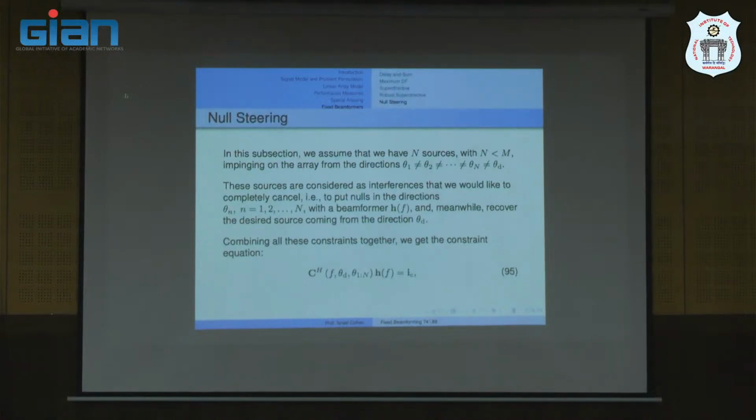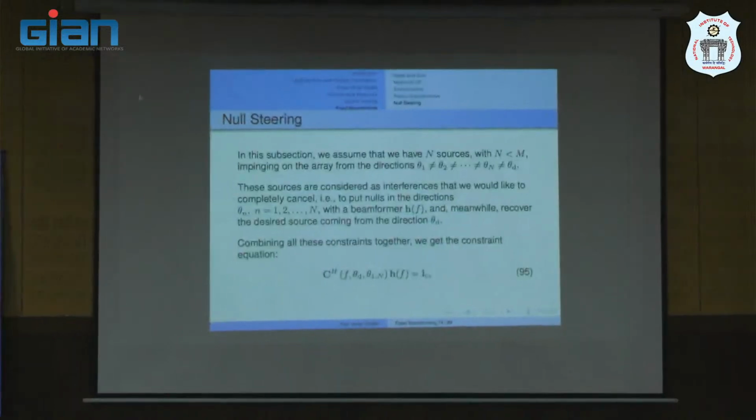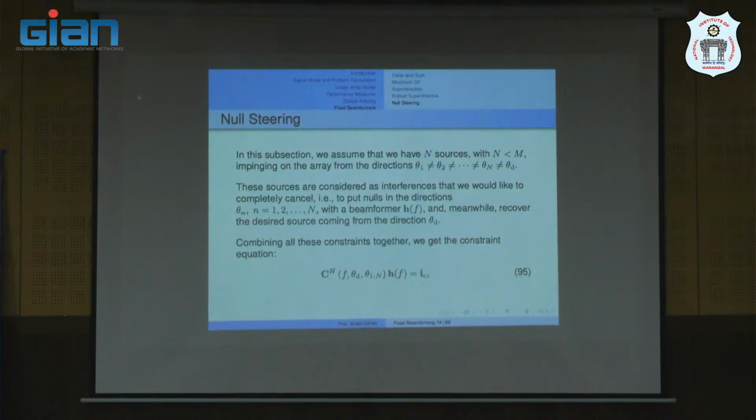The next topic will be null steering with fixed beamformers. I will talk about it tomorrow, but I want to prepare you with some discussion. What is null steering? With fixed beamformers, I assume that I know the directions. So I know the direction theta d, the direction of the desired source. Now suppose that I have some interferences from certain directions.